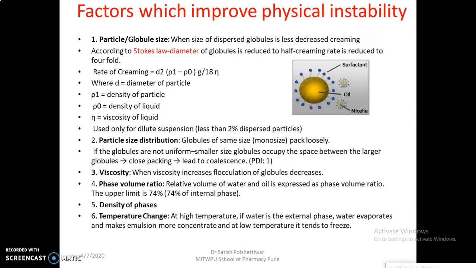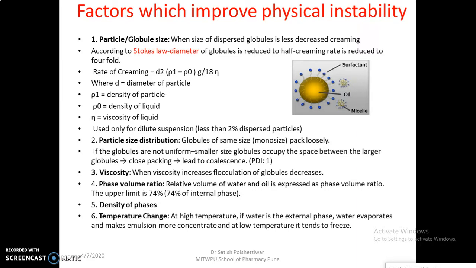Particle globule size. Just now we discussed, when the size of dispersed globule is less, creaming decreases, according to Stokes law, as we have discussed. In Stokes law, particle diameter and particle velocity are very very important. Viscosity is also very very important, because the rate of creaming is inversely proportional to your viscosity. Always you have to keep lower free energy and higher zeta potential, so as to keep all the particles away from each other, so that they will not come together and aggregate. That is very very important.